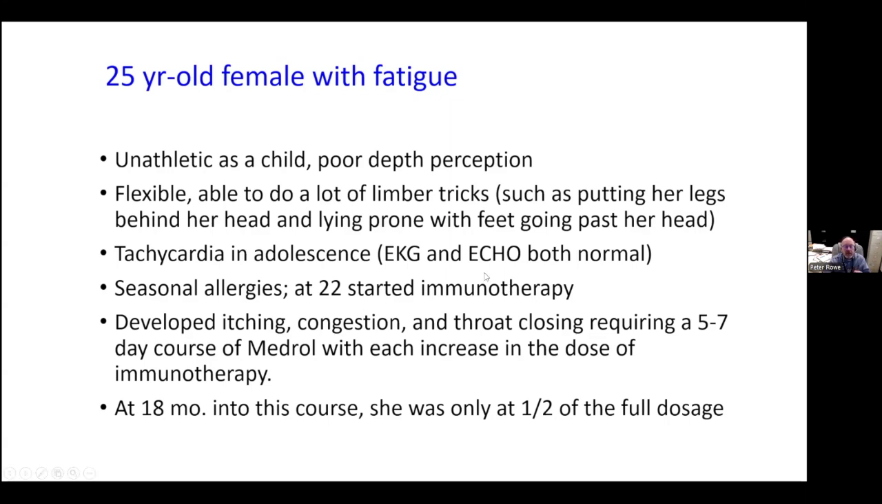She had tachycardia that started in adolescence with a normal EKG and echocardiogram, but she met criteria for POTS. At 22, she started immunotherapy directed at her seasonal allergies, but had really intense reactions every time the immunotherapy dose was increased, with itching and congestion and even throat closing. And the allergist would treat her with 5 or 7 days of a methylprednisolone course each time they increased the dose of immunotherapy. And 18 months in, she was still only at half of the full dosage that they had intended.